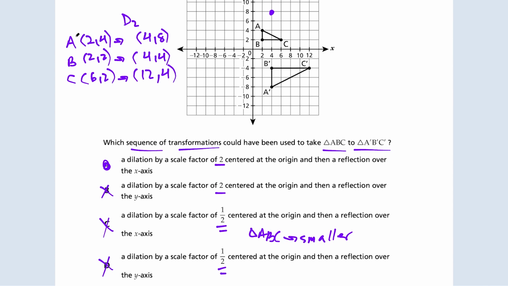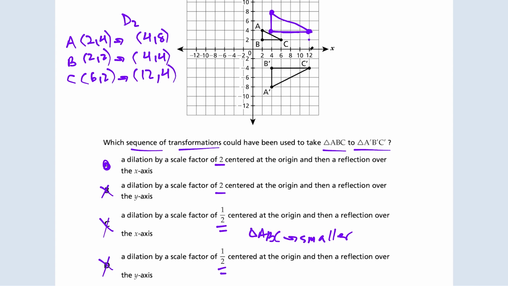I'm not going to call this A prime because A prime is going to be down here in a moment. So almost B prime would be 4, 4, and almost C prime would be at 12, 4 like this. Now you see this triangle over here. If I took this triangle and flipped it over the x-axis, you see how that's going to land perfectly on top of this.